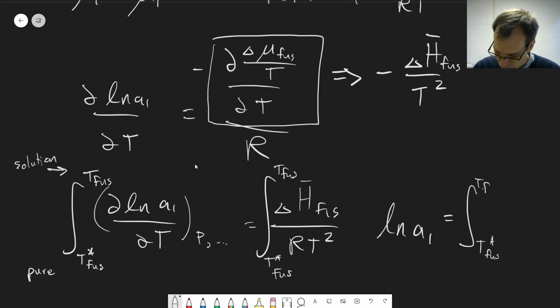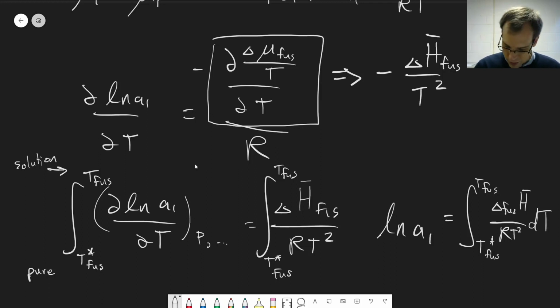And so if we can measure the freezing point depression, we can use this relationship along with the enthalpy of fusion of our substance to find activity coefficients. So to find activities, this is another way we can do this. Oh, I forgot a dT here. Okay.